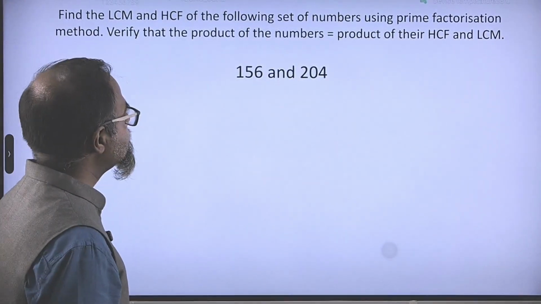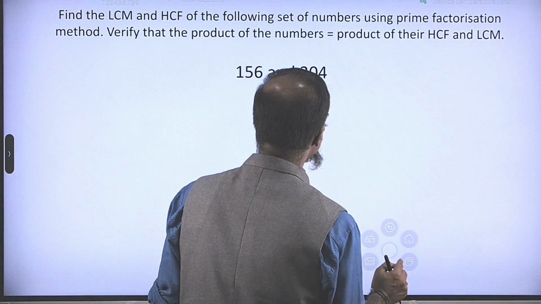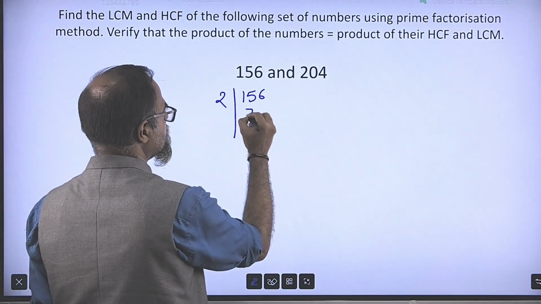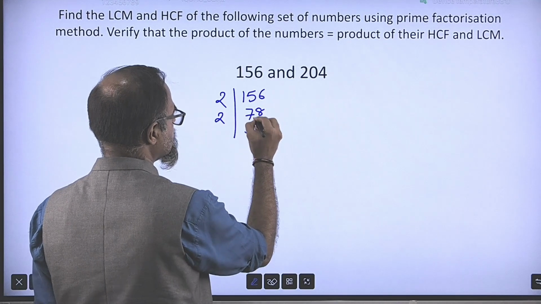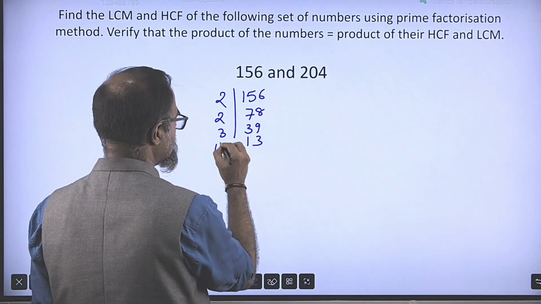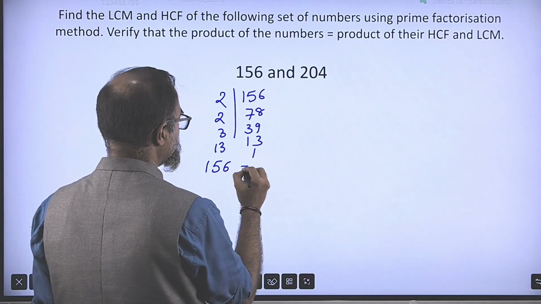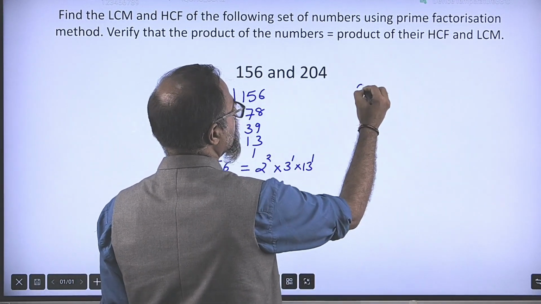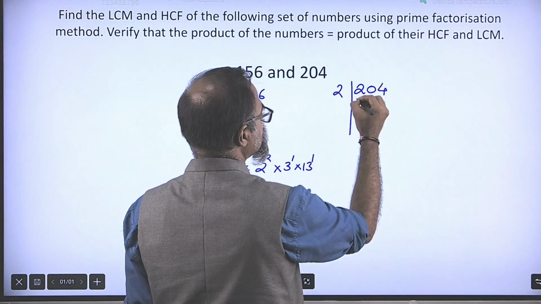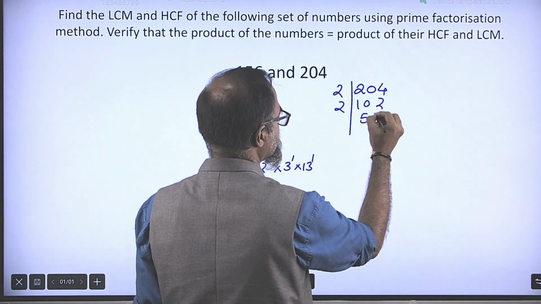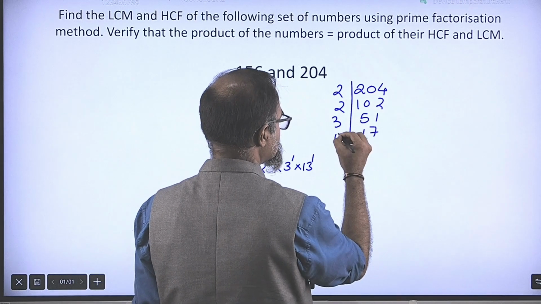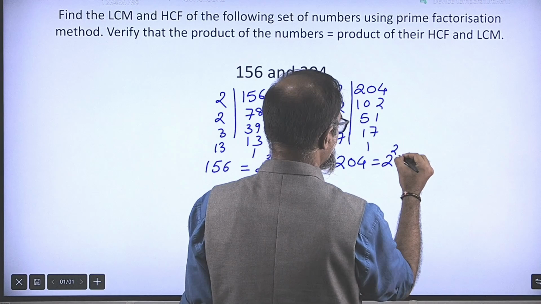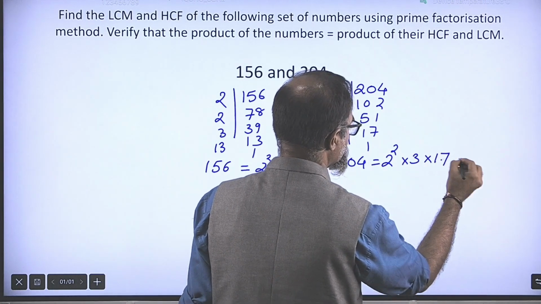Now, LCM and HCF of 156 and 204. Let's first factorize 156. 2 6s are 12, 2 78s are 156, 3 13s are 39, 13 1s are 13. So 156 is 2 square into 3 into 13. 204 is 2 102s, 2 51s, 3 17s, and 17 1s are 17. So 204 is 2 square into 3 into 17.